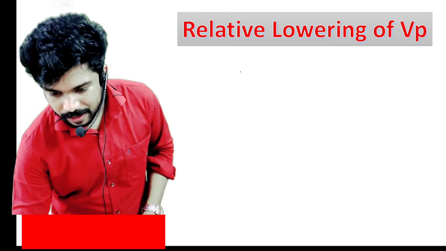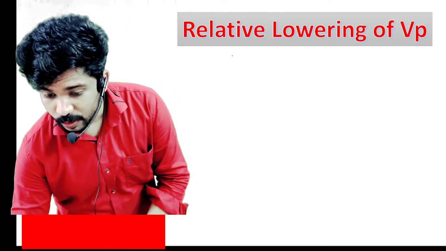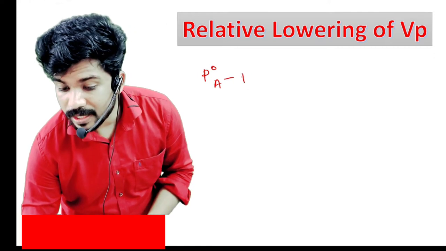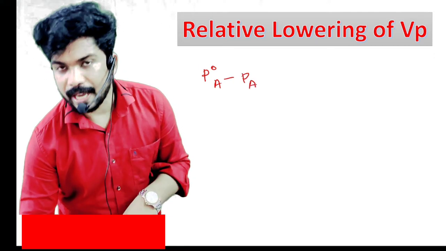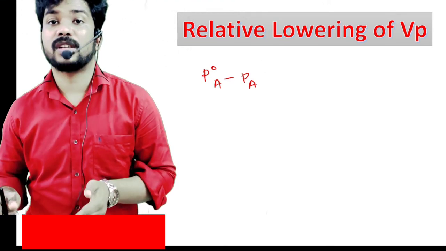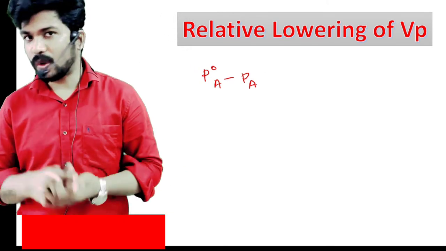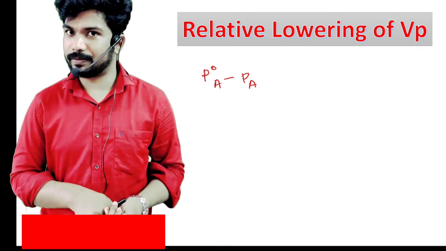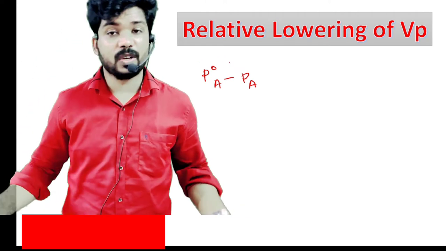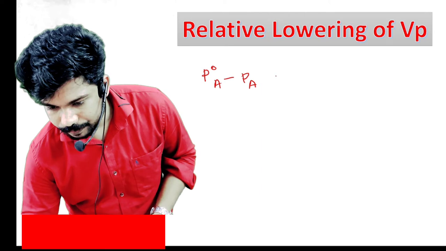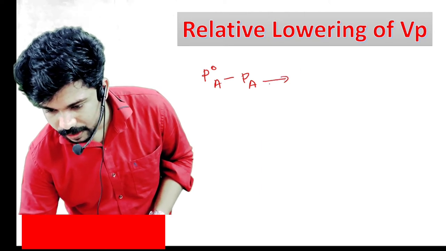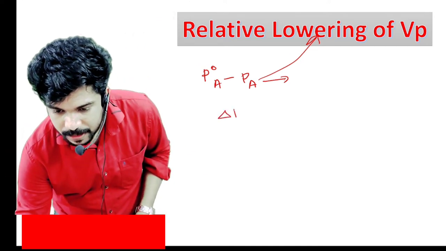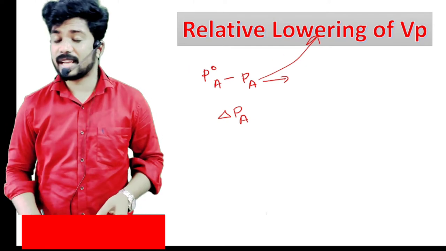And we can mention that in the equation. Normally the vapor pressure is P0A, and it changes from P0A to PA. P0A means the pure partial vapor pressure of the solvent, and it changes to the partial vapor pressure of the solvent, that is PA. And this is the lowering of vapor pressure, and we can write this as delta PA.